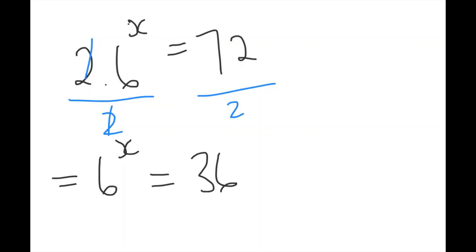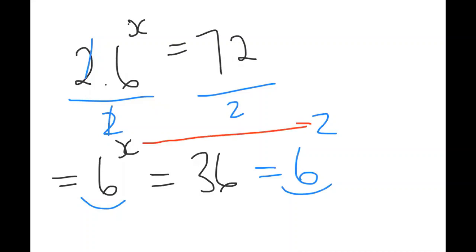What is 36? That equals 6 to the power 2. Why am I writing the 2? Because like we did the other sums, I want to keep this the same. And if the base is the same, then that x and that 2 will equal each other. So the answer will just be x equals 2. Let's do one last one.